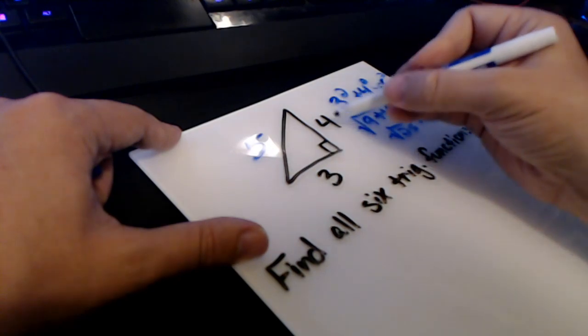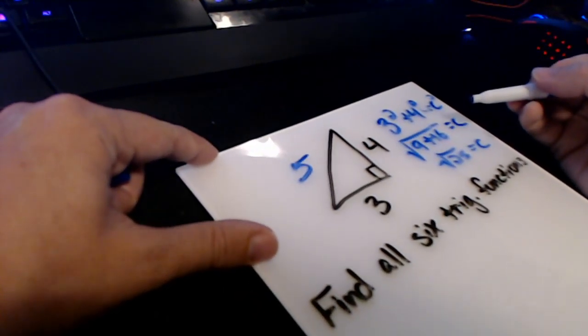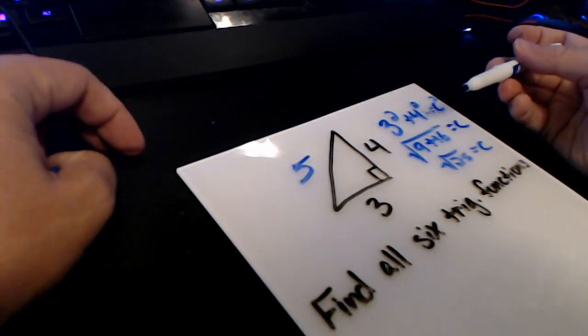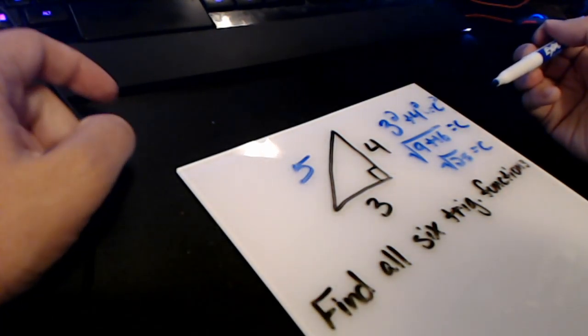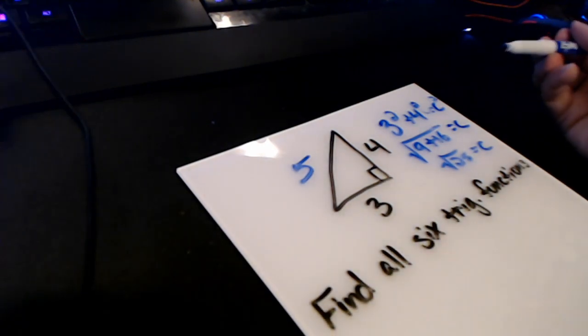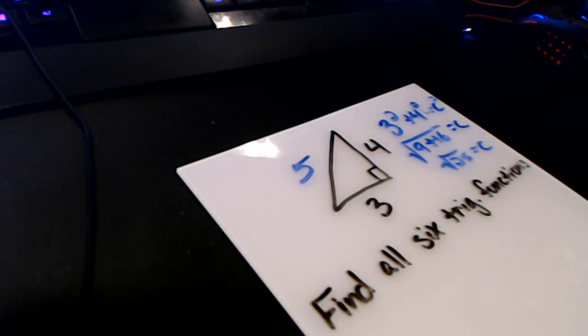It just so happens it's a 3, 4, 5. There's a couple other triangles that actually work that way, but I'm not going to get into too much of that. Most of the time, just use Pythagorean theorem to find the missing side, and you're all set, rather than trying to remember special triangles.